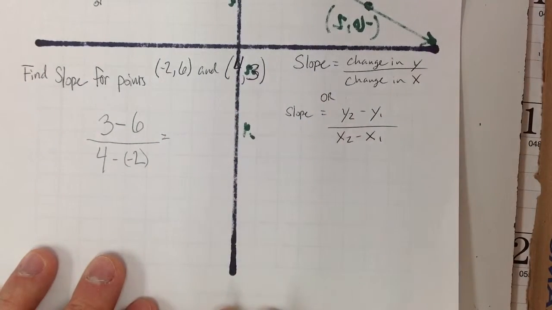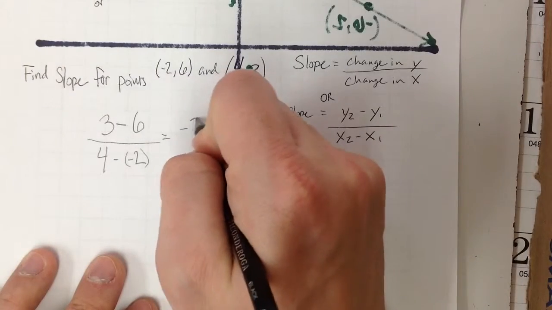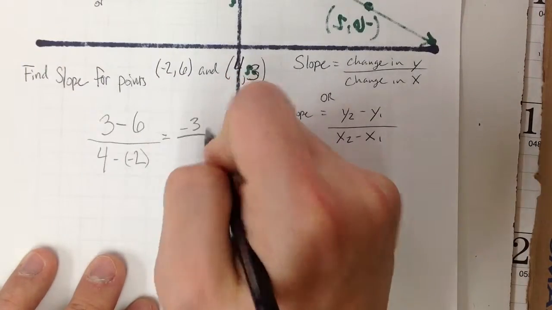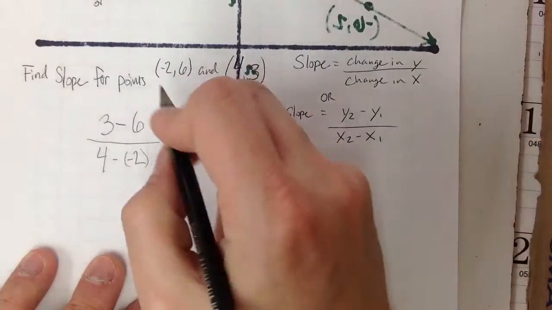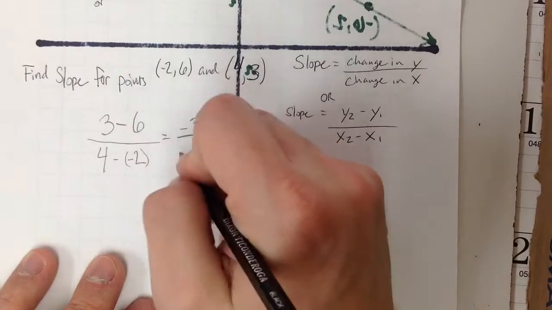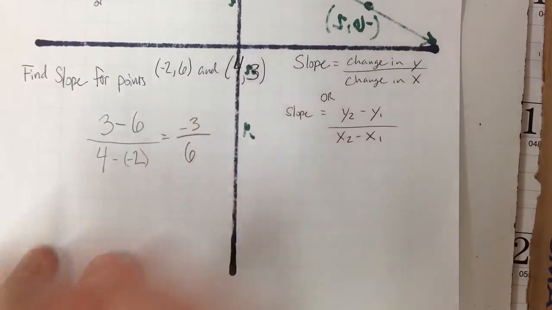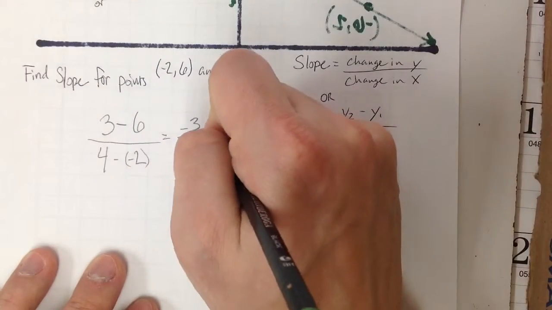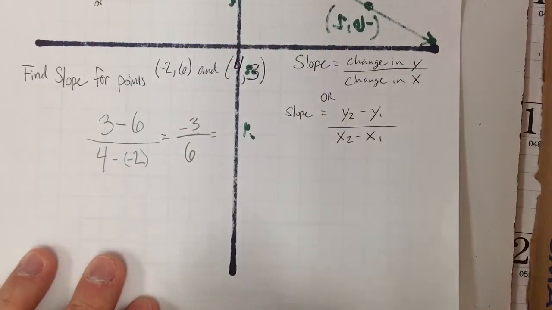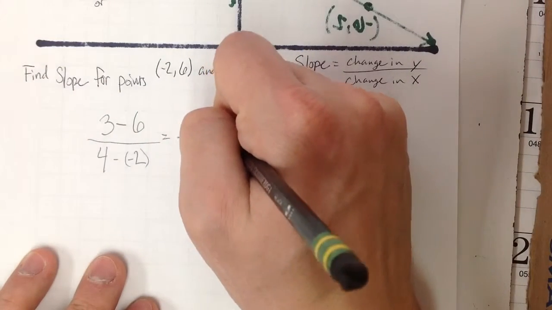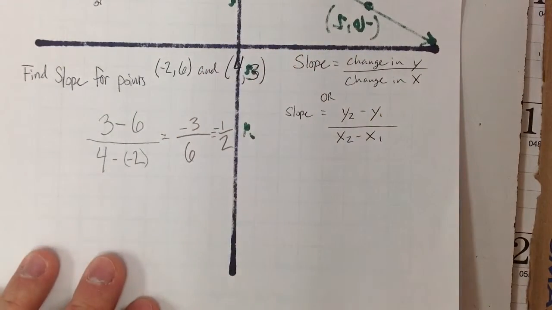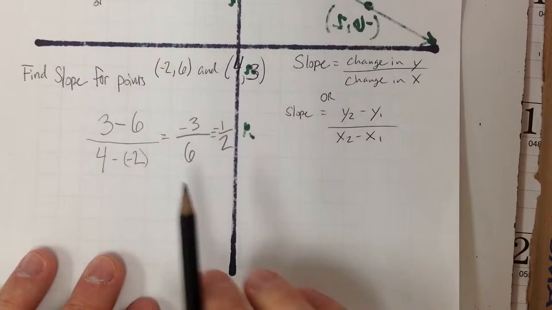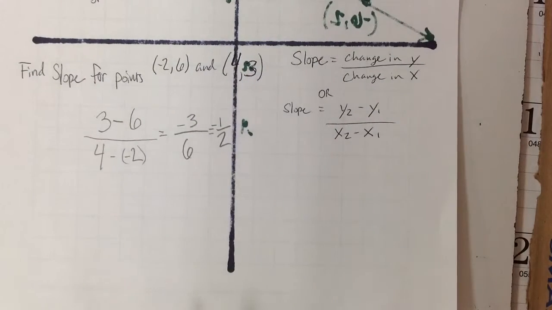So I would do 3 minus 6, which should give me a -3, over 4 minus -2, or 4 plus 2, if I wanted to add the opposite, would be a +6. So then I can simplify again. 3 goes into both 3 and 6, so I would say -1 over 2 is my slope. So those are 2 ways to find slope.